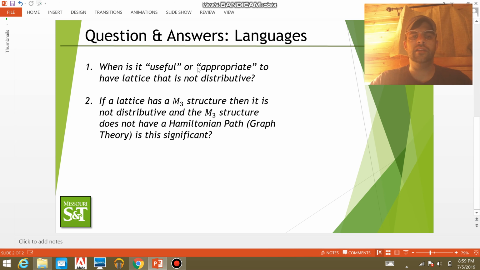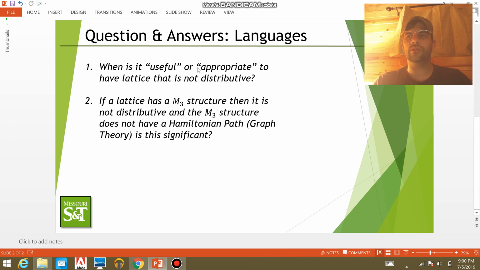If a lattice has an M3 structure, then it is not distributive, right? But if you look at the M3 structure, because it's got a 0 and 1 for the bottom and then for the top, and then you have the three components in the middle, which are A, B, and C. If you actually look at that, it doesn't have a Hamiltonian path in it, which is from graph theory, meaning you can't start and get all the way through and end up back in the same place. And I thought those two things are very similar, because that structure means that the lattice itself cannot be distributive, and it also doesn't have a Hamiltonian path.